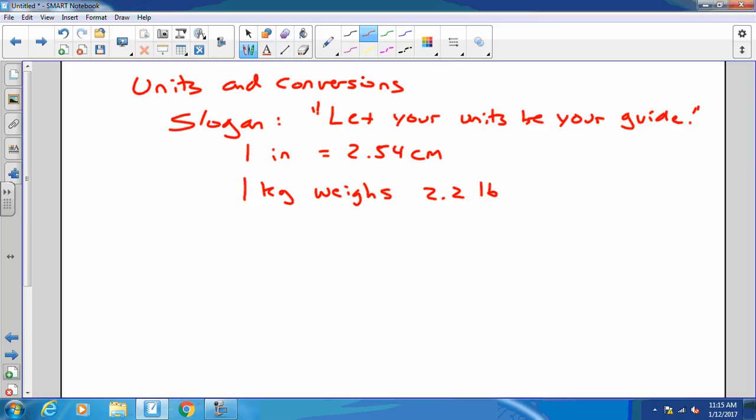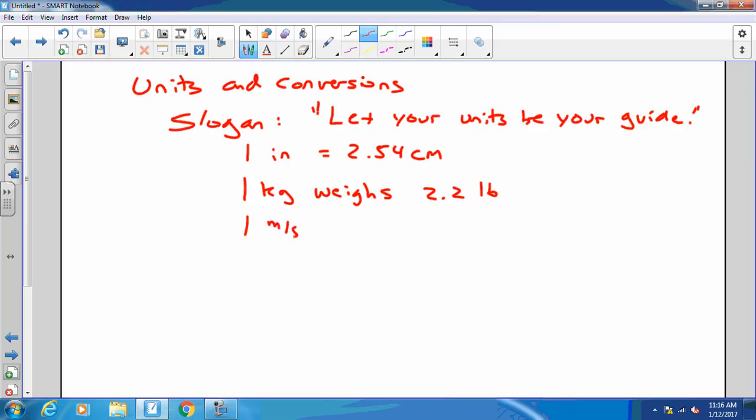How come I don't say that they are equal to each other? They're not exactly equal. What does a kilogram measure? Mass. Mass, that's right. And what do pounds measure? Force of gravity. Force, that's right, force of gravity. So because they're not exactly equal, I don't say that they are equal, but I can use that as a conversion factor as long as I'm on planet Earth. If I go to Mars, 1 kilogram weighs something else.